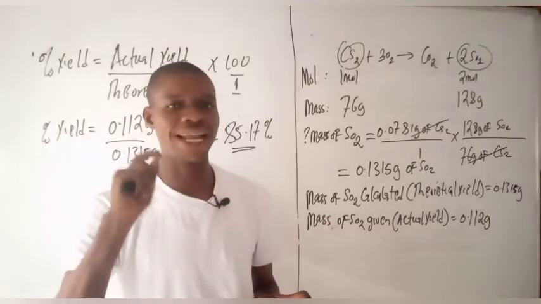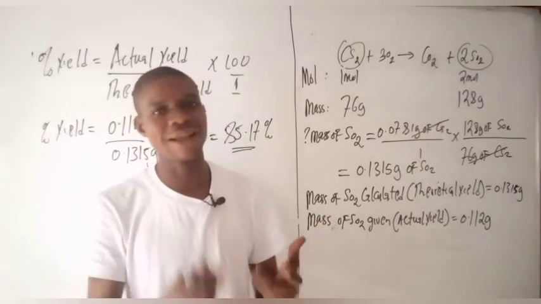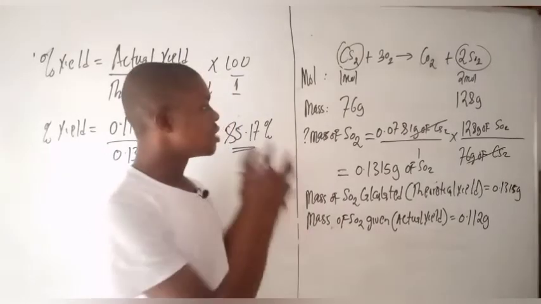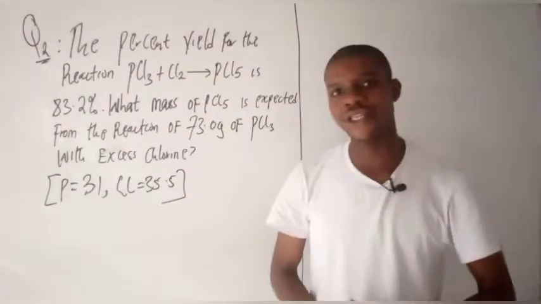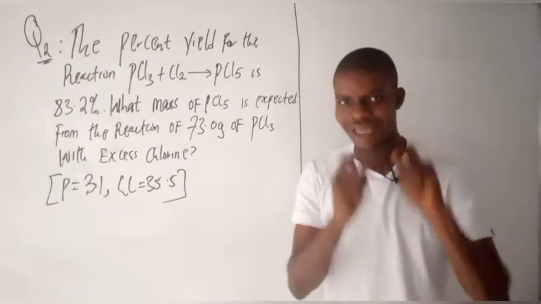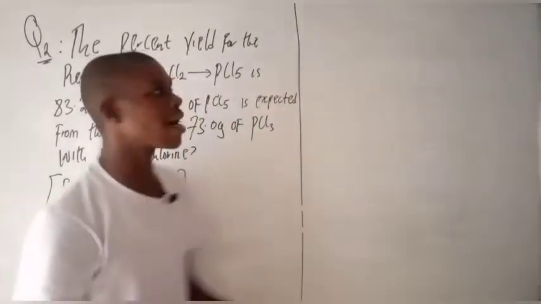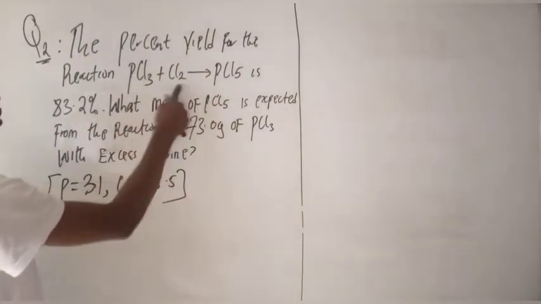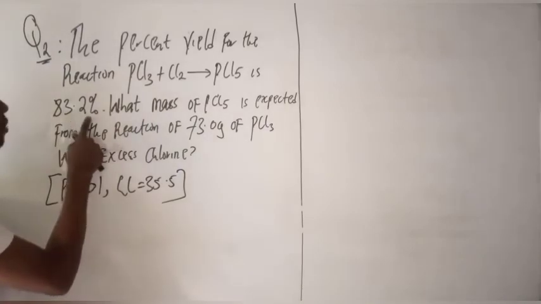I'm going to give you another question now. Let's solve one that you might likely see in your exam, another form of question that comes under percentage yield. These are the types of questions you will see in your exam. Now look at it here: the percentage yield for the reaction is 83.2%.